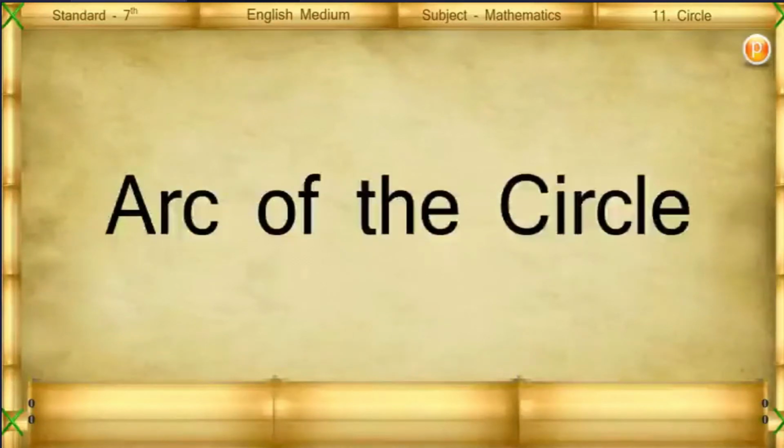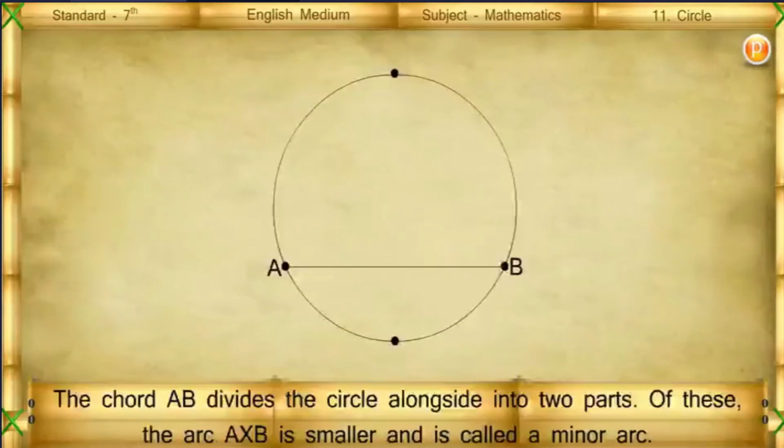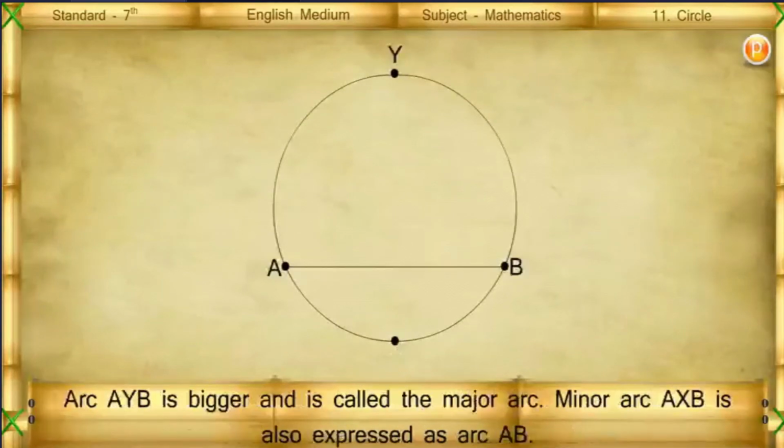Arc of the circle. The chord AB divides the circle alongside into two parts. Of these, the arc AXB is smaller and is called the minor arc. Arc AYB is bigger and is called the major arc. Minor arc AXB is also expressed as arc AB.